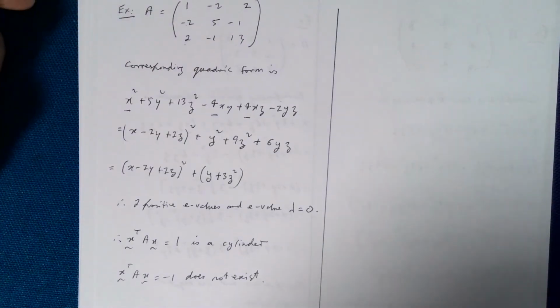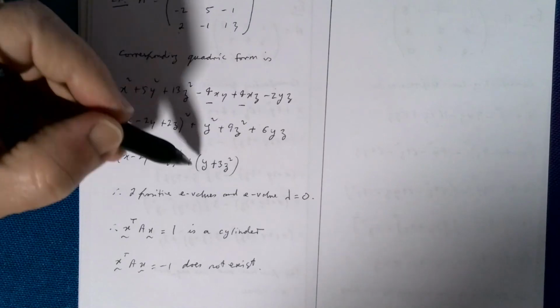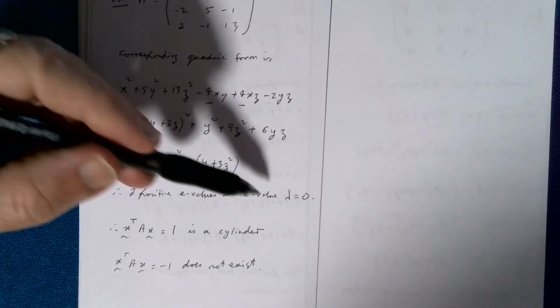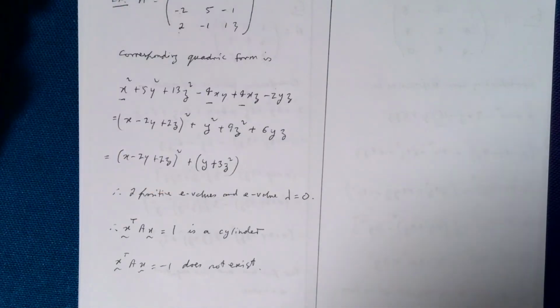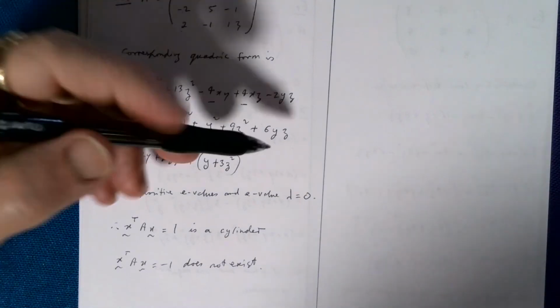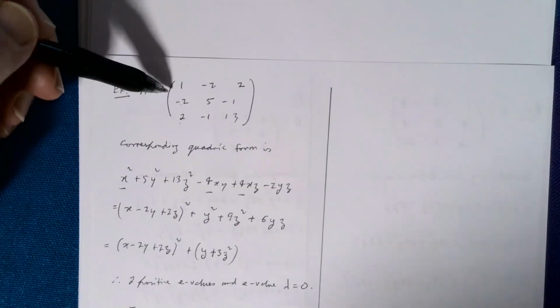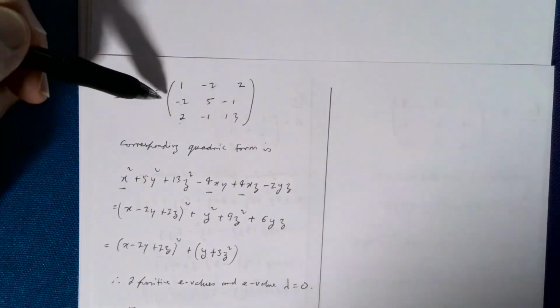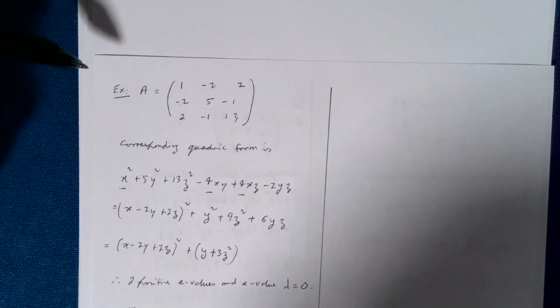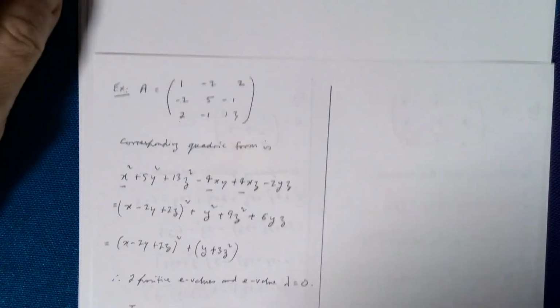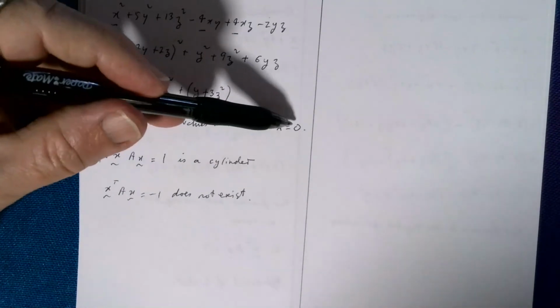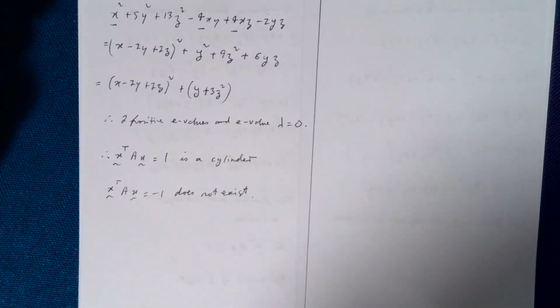Now this tells me that there are two positive eigenvalues, and one of the eigenvalues is 0. And by the way, that means then that the determinant of this matrix is 0, and I'll leave you to check that. You can check this determinant of this matrix is indeed 0, so that confirms that lambda equals 0 was one of the eigenvalues in this case.